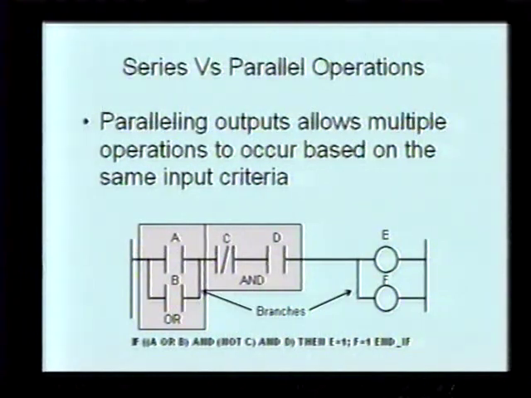Paralleling outputs allows multiple operations to occur based on the same input criteria. So you can actually put multiple outputs on the output of this rung by just putting a branch. These are actually branches. So when you do an OR statement, this is also a branch.